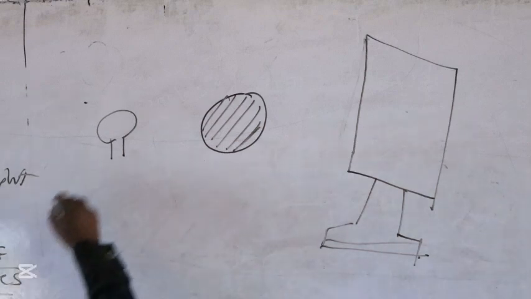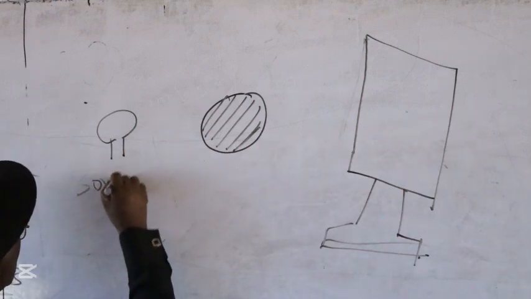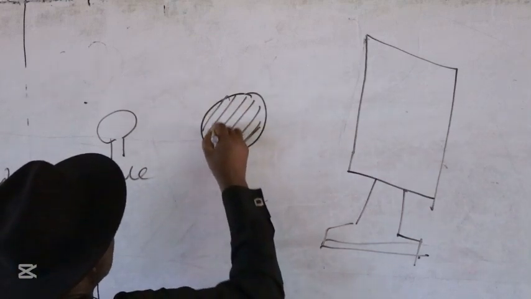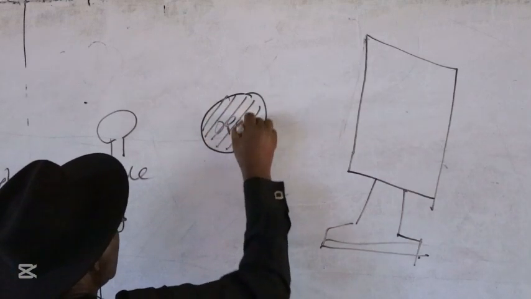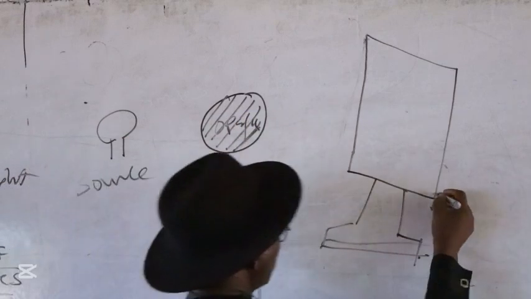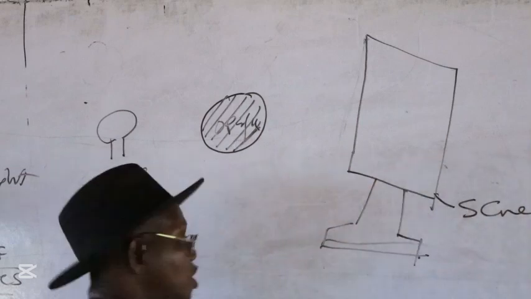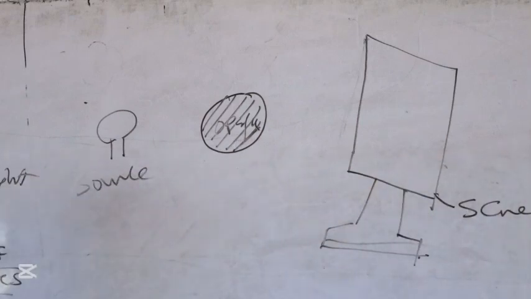But now we have this one as the source, then we have this as the opaque material, and of course this is our screen. A screen is a flat surface, usually white, of course, can be any color. It has to be flat, on which the shadow is formed.